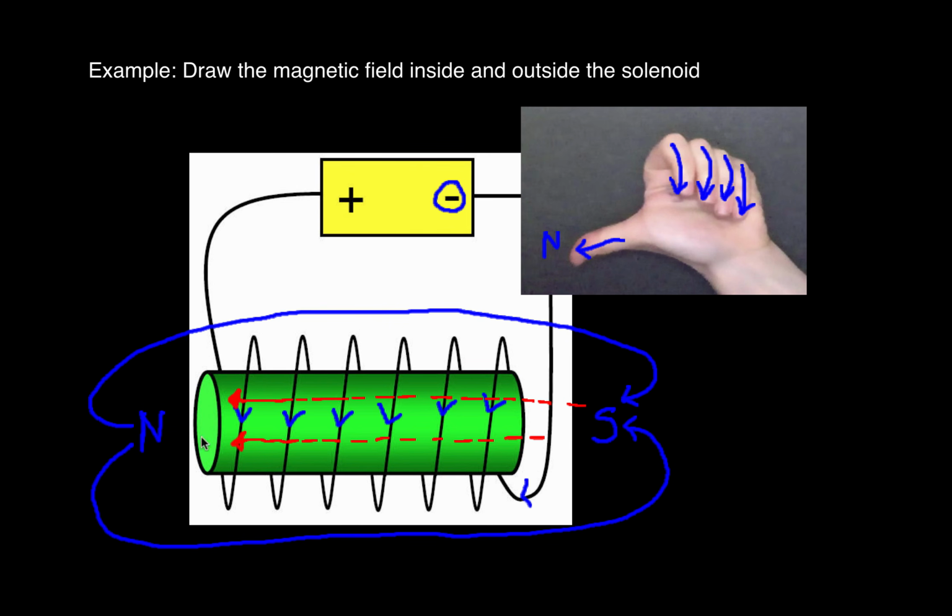And we see now the magnetic field lines point the other direction inside, which tells us that from the perspective of somebody standing inside the solenoid, the south would be on the left, and the north end of the solenoid from the inside is on the right.